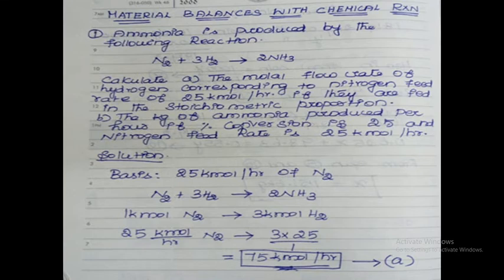So the first question: molar flow rate of hydrogen if the nitrogen feed rate is 25 kilomole per hour. As per the reaction, 1 kilomole of nitrogen requires 3 kilomole of hydrogen. So what is our question? 25 kilomole per hour of nitrogen is reacted. How many kilomole per hour of hydrogen is required? Cross multiply: 3 into 25 divided by 1. 75 kilomole per hour of hydrogen is required. Are you clear or not? Okay. So this is the first question.